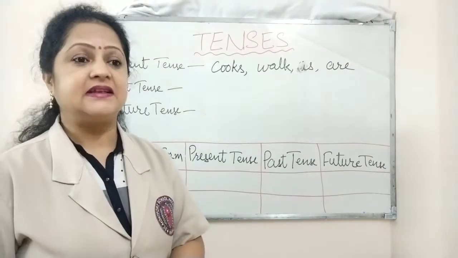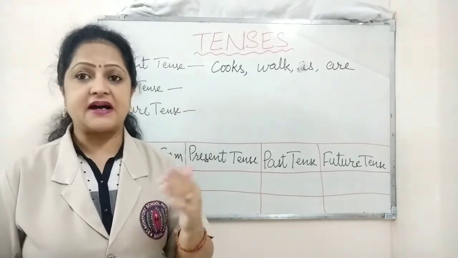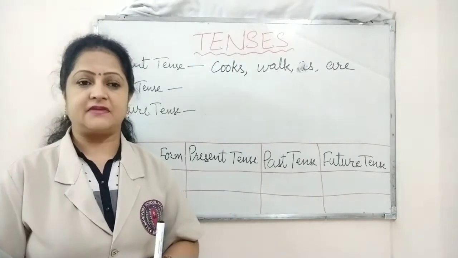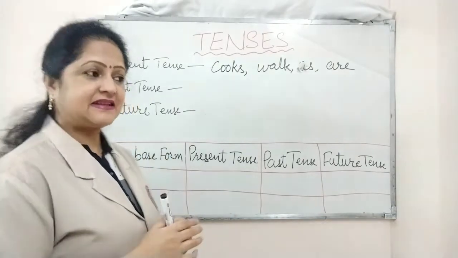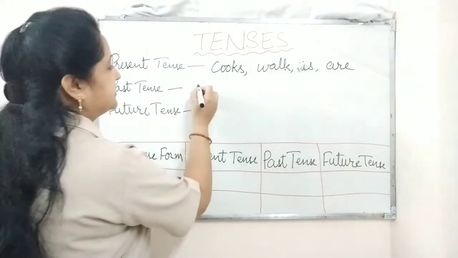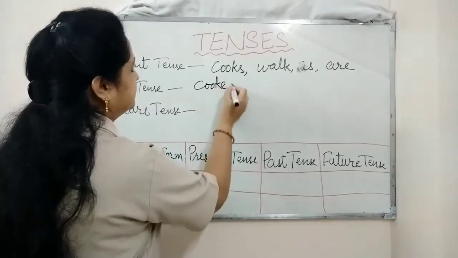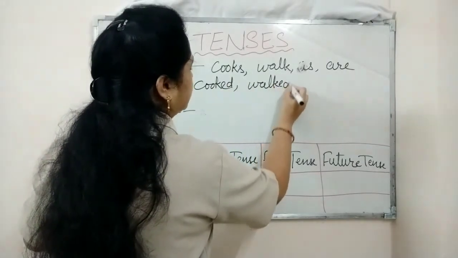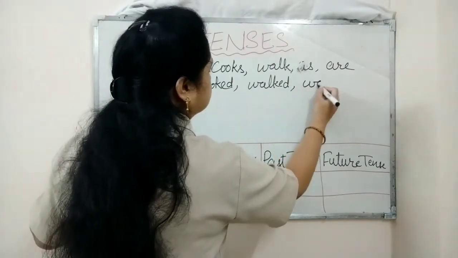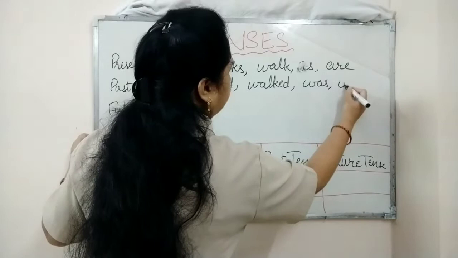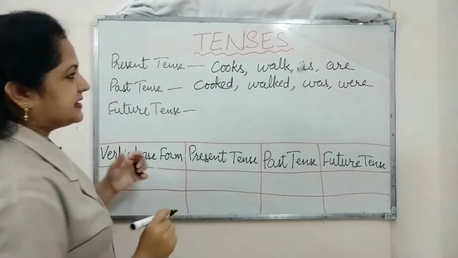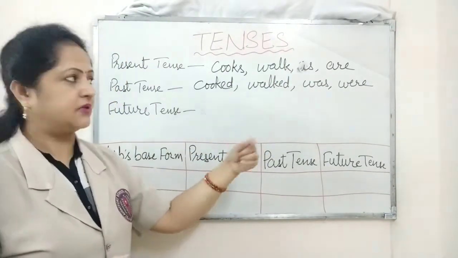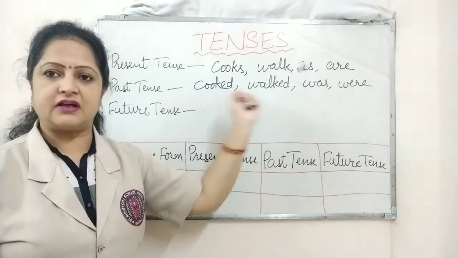Now the next one is past tense. A verb in the past tense tells about an action in the past time, that is earlier. So let's take the same examples here. In past tense, cooks will change into cooked. Walk will change into walked. Is, was, are, were. So these are the past forms of the verb. In both singular and plural number, we use the same past forms of the verbs.